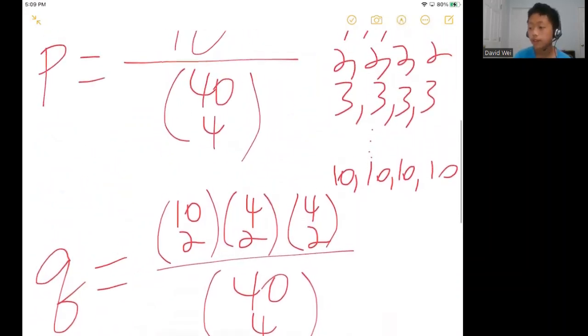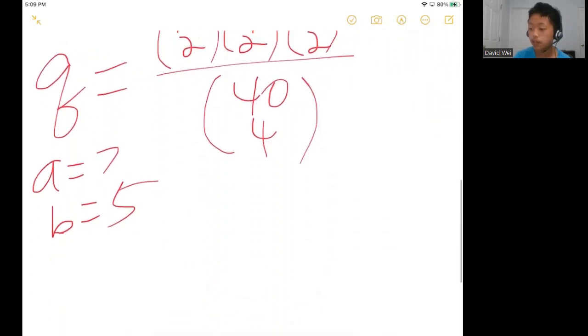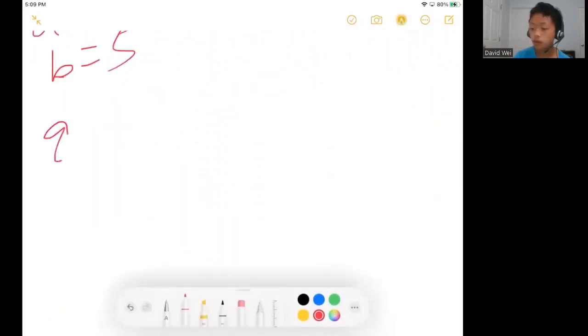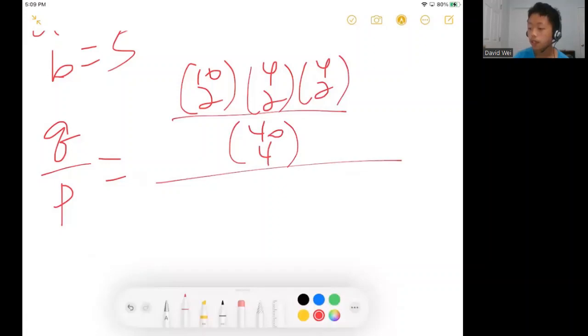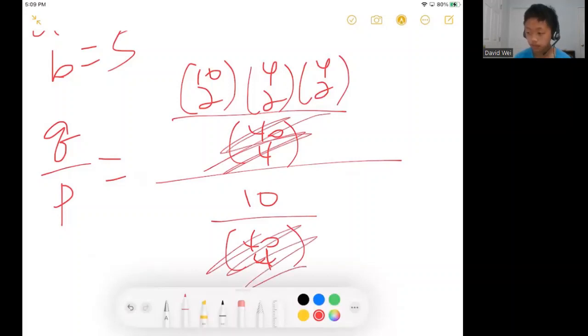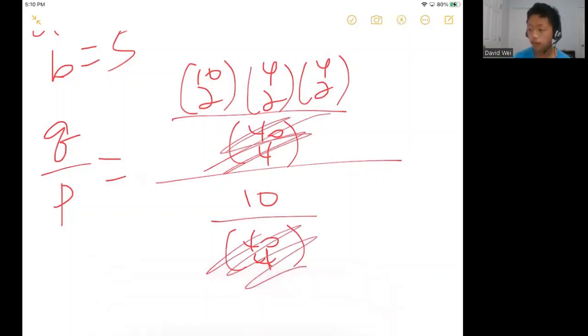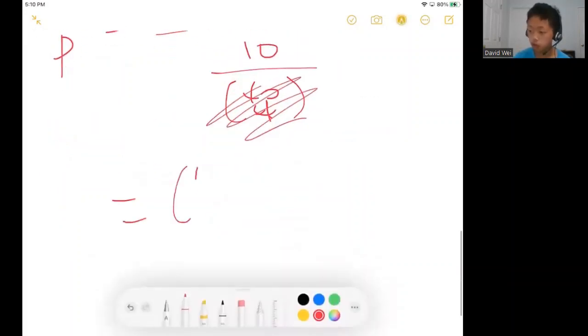So now we just have to evaluate. We want to find Q over P. We found Q is 10 choose 2 times 4 choose 2 times 4 choose 2, divided by 40 choose 4. And for P, we found it was 10, divided by 40 choose 4. So conveniently, these 40 choose 4s cancel out. All we're left with is 10 choose 2 times 4 choose 2 times 4 choose 2, and the denominator is 10.